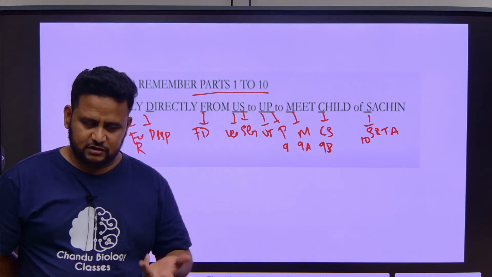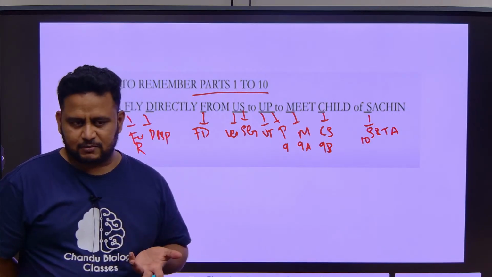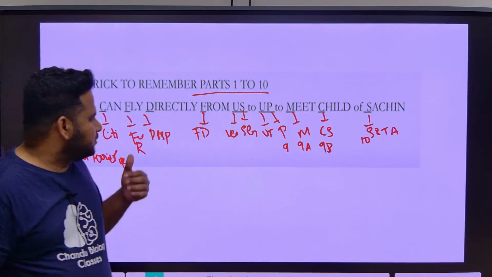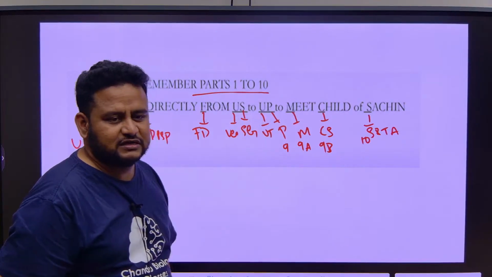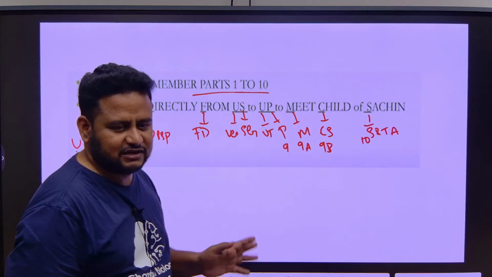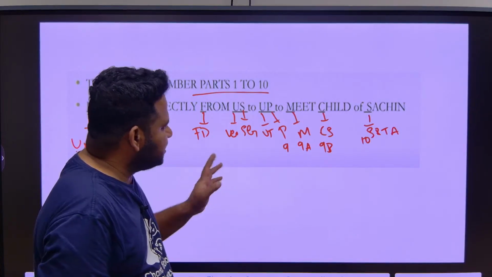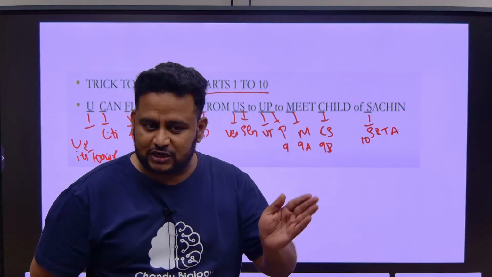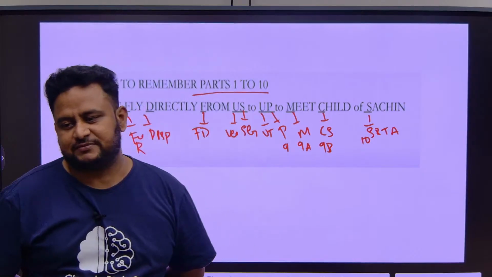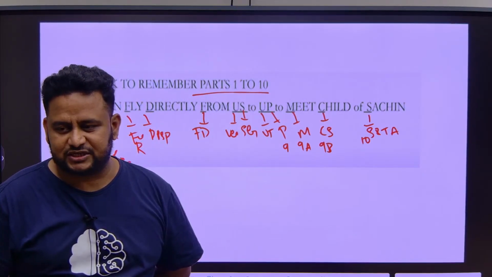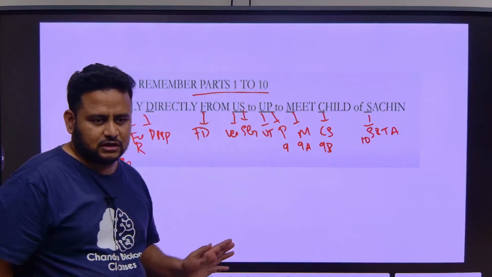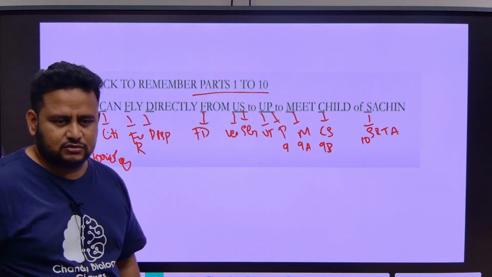If you want to make a mnemonic of your own, you can make it, not a problem at all. I have given this mnemonic, you can use it. You can fly directly from US to UP to meet the child of Sachin. This is the mnemonic to remember part 1 to part 10. Now similarly let us see part 11 to part 16, then we will see other parts. If you want to write down, please write down, otherwise we will continue. I will share the notes anyway today, you can use it.